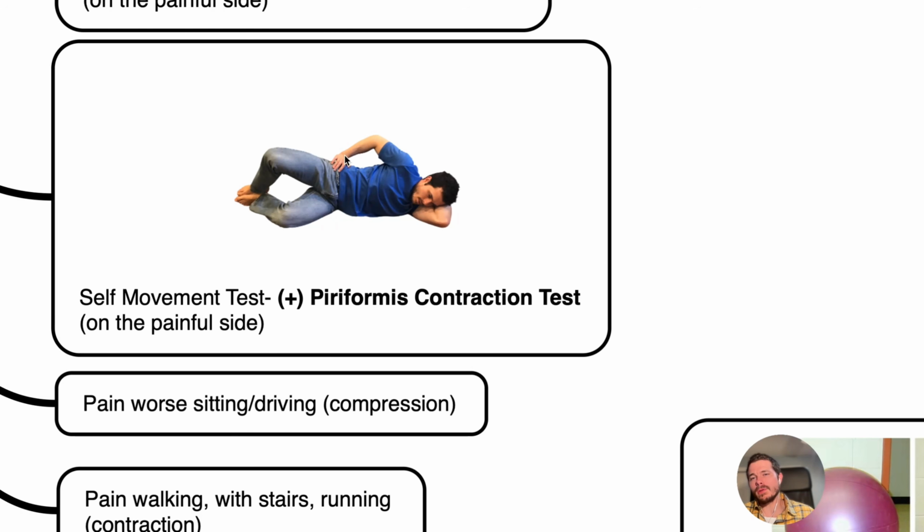So go ahead and do like a little clamshell, if you will. We're going to call this the piriformis contraction test on the painful side. And you should feel it in your buttock, and it should hurt. It should reproduce your symptoms. It may even reproduce the leg pain, numbness, tingling.